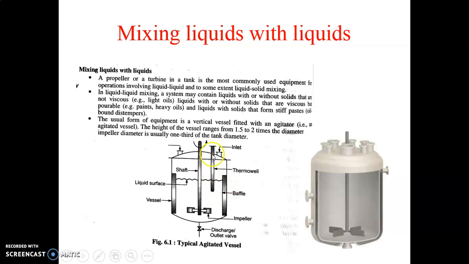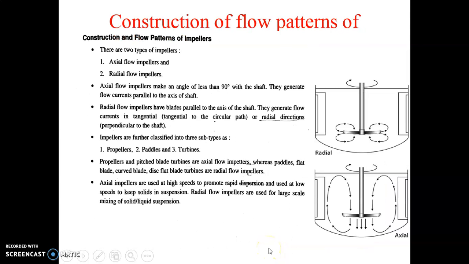And this is the thermowell. The thermowell is provided for temperature measurement. The temperature measurement device is inserted here and the temperature is measured. So this is called an agitated vessel, and it is used for mixing liquid with liquid. That means if we have one liquid and another liquid, then we have to mix them. For that purpose we use the equipment called an agitated vessel.